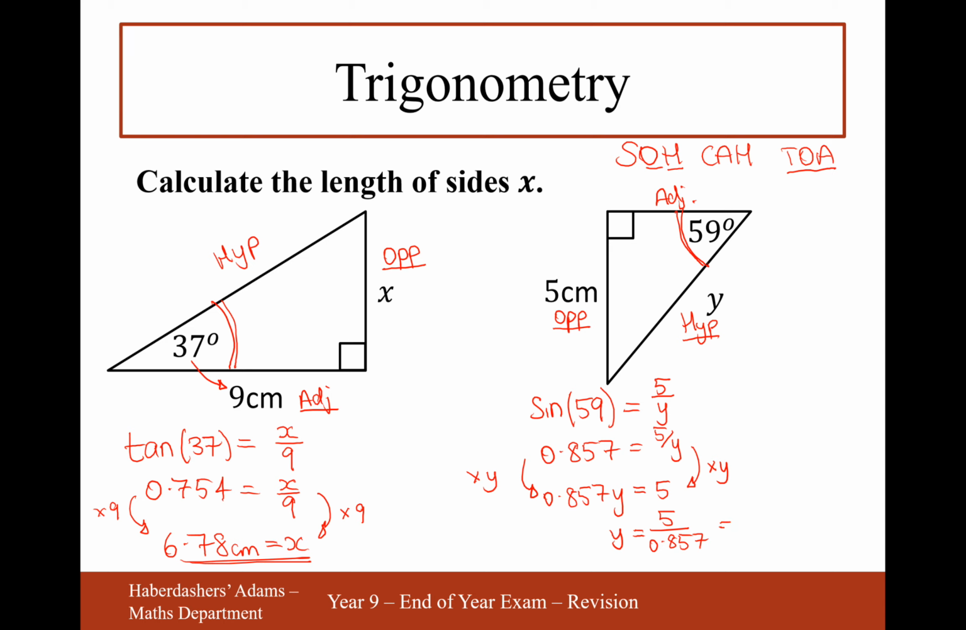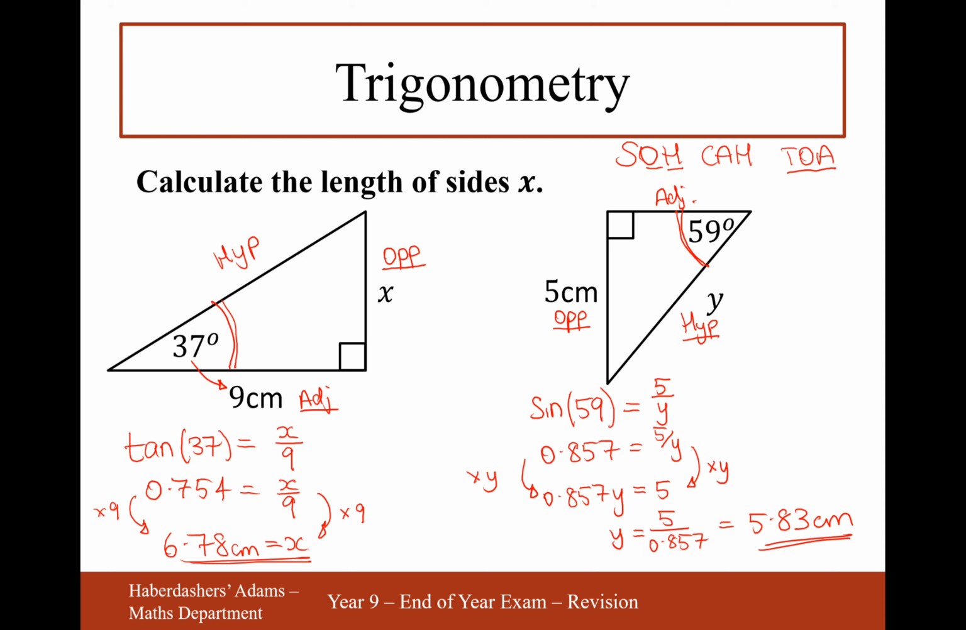0.857. So on my calculator, I'll now write that out, but I'm not going to be using the number 0.857. I want to use the exact decimal of 0.85716730007. So I'll have to type out 5 divided by the answer that was my answer to sine 59, and I get exactly the correct answer of 5.83 centimetres. And there we are, that's the answer for this second question.